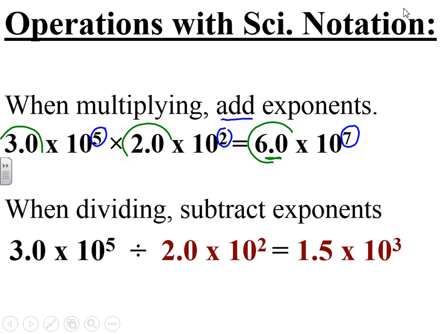Very similarly, whenever you're dividing numbers, you divide the numbers. So the 3 divided by the 2, 3 divided by 2 is actually 1.5. But then you would subtract the exponents. So you do 5 minus 2, and that's how you get the 3. Notice that you still write out the times 10 in each case, and hopefully that makes sense. So why don't we try an example with this?